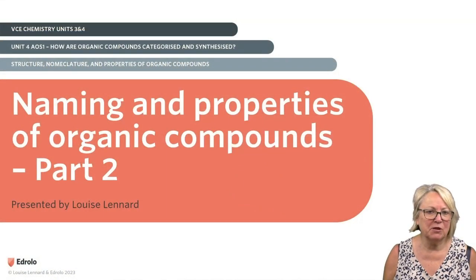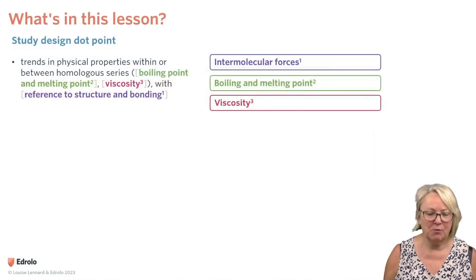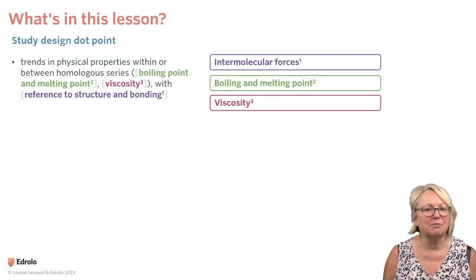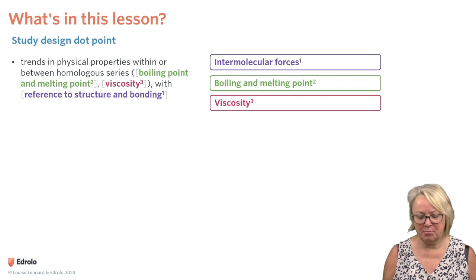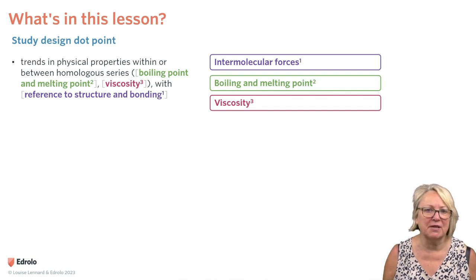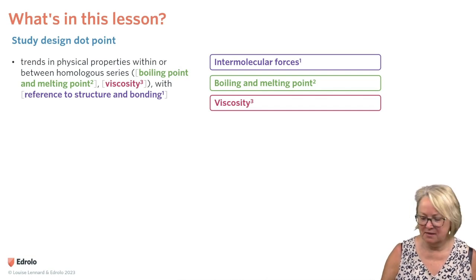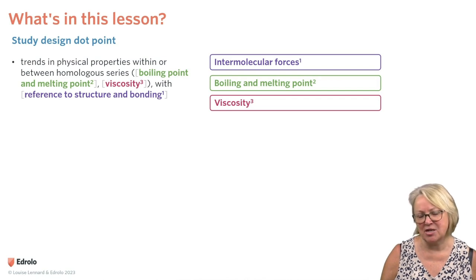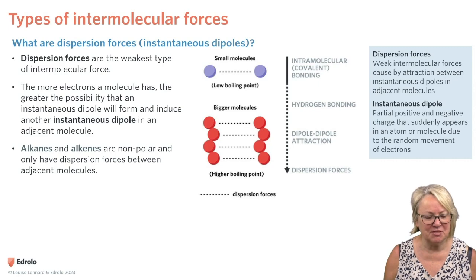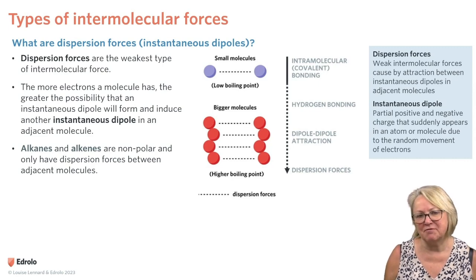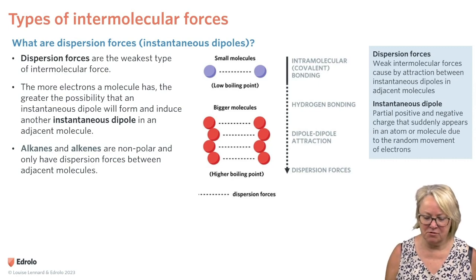So in this lesson, we're looking at naming and properties of organic compounds, part 2, and we're going to revise what we know about intermolecular forces. We're going to look at the physical properties of boiling and melting point and also viscosity, linking that back to structure and bonding. So you remember from year 11 chemistry that we have different types of intermolecular forces.